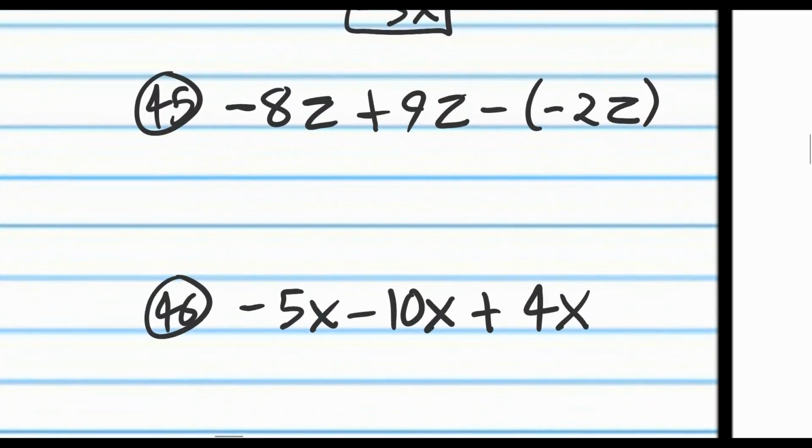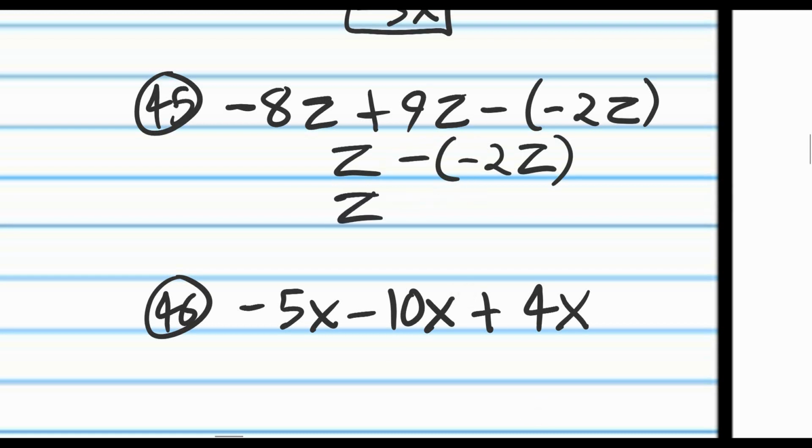All right, negative 8z plus 9z is z. We can write a 1, but we don't really need to. It's typical not to write a 1 in front of the variable, the unknown. Now this becomes, well, let me just write it. That double negative becomes a positive because the negatives are right next to each other. So we have z plus 2z for a total of 3z's.